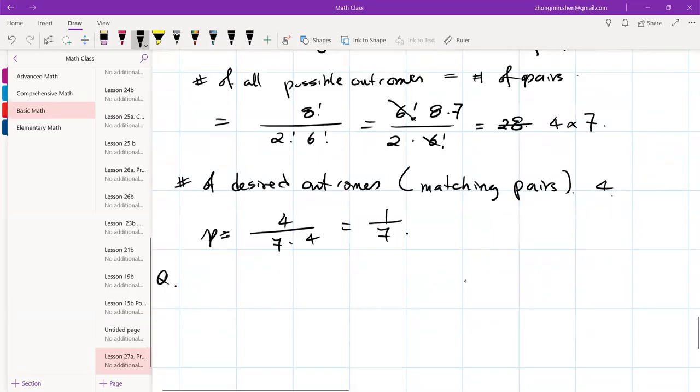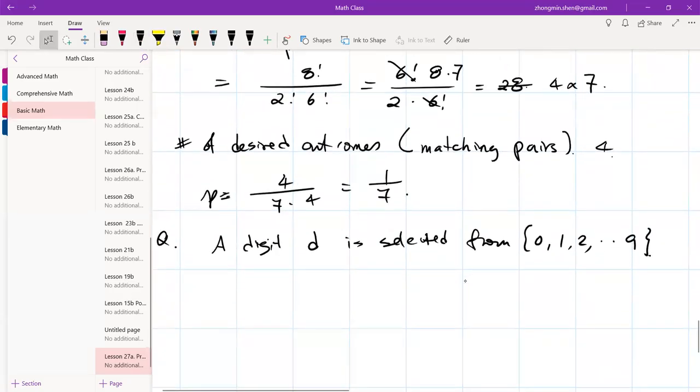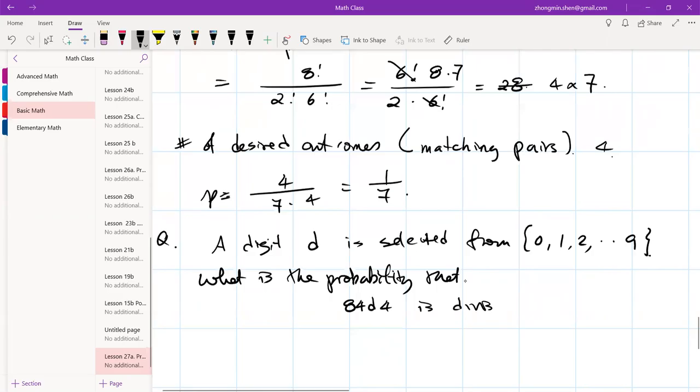All right, so the next one is a number theory problem. A digit D is selected from 0, 1, 2, 3, all the way to 9. What is the probability that the four-digit integer 84D4 is divisible by 4?